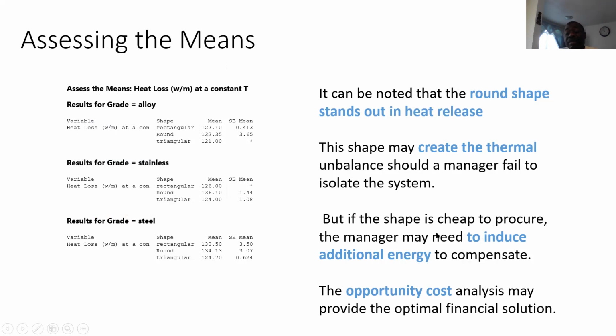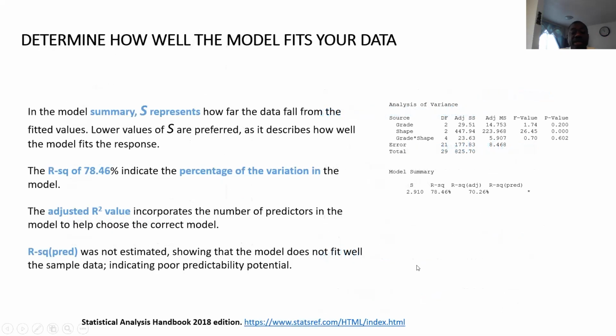But it can happen that this shape is cheap to procure. So that is why a manager might need to do some economic calculation or analyze the opportunity cost, whether to use that shape and save some money, but by injecting some energy, or go to a different shape, for example, the rectangular, which releases less energy. So we need to do some calculation to make that decision.